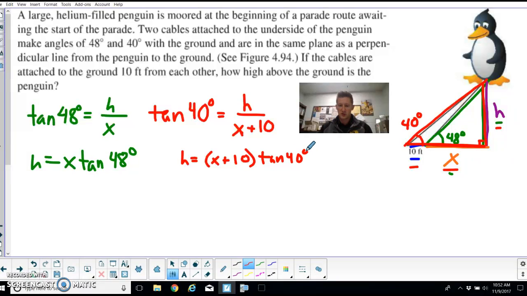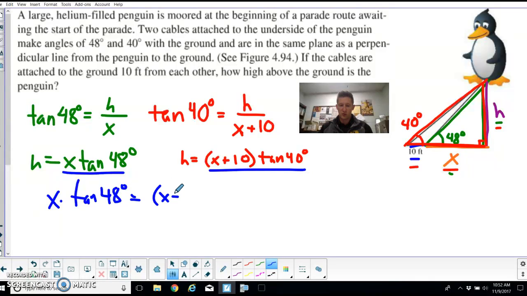Okay? So, now, if h is equal to this expression and h is also equal to this expression, what we can do is we can set these two expressions equal to each other. So x times the tangent of 48 degrees is equal to (x plus 10) times the tangent of 40 degrees.